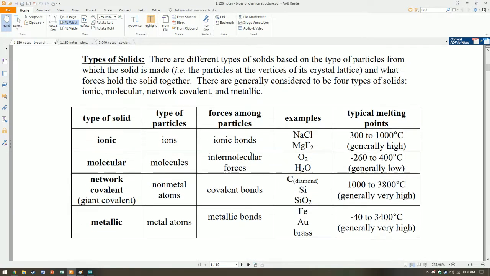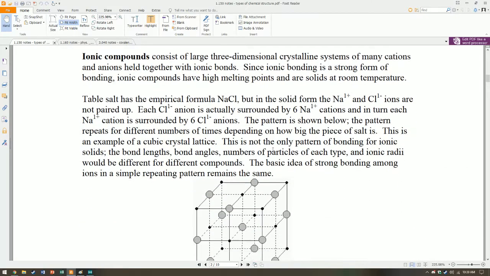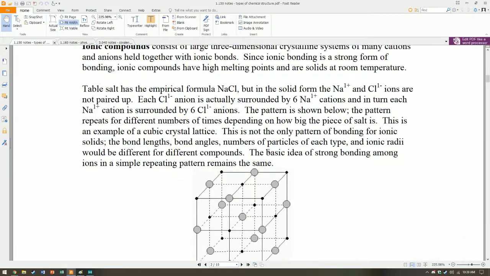There are many types of solid. Here are the ones that we'll be taking a look at: ionic solids, molecular solids, network covalent structures, and metallic ones. You can read this chart for yourself, and I'll link the notes in the description like always, so you can read that at your own leisure. But for now, let's move on first to the first one, ionic solids.